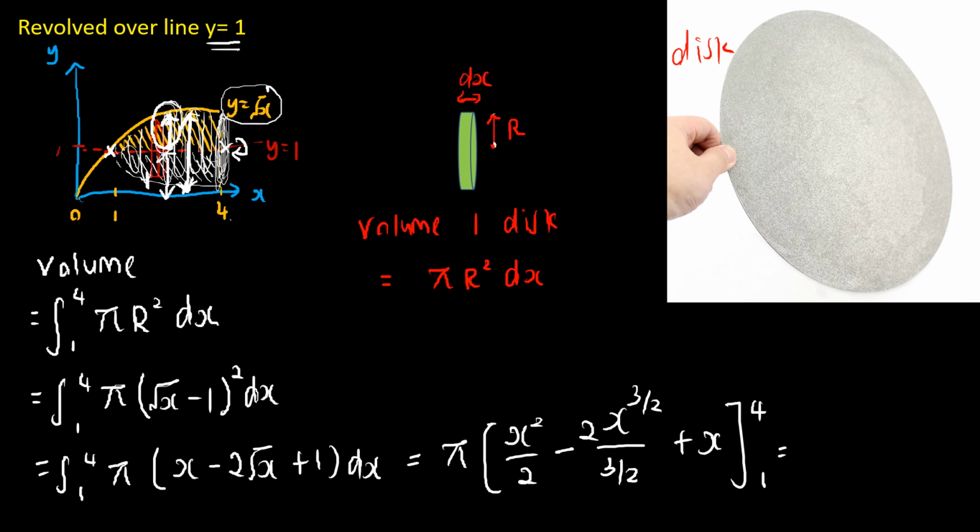By substituting 4 into the equation, you will get 4 over 3 pi, minus, after you substitute 1 into the equation, 1 over 6 pi. The final answer is going to be equal to 7 over 6 pi, of course with the unit to the power of 3, since this is a volume.